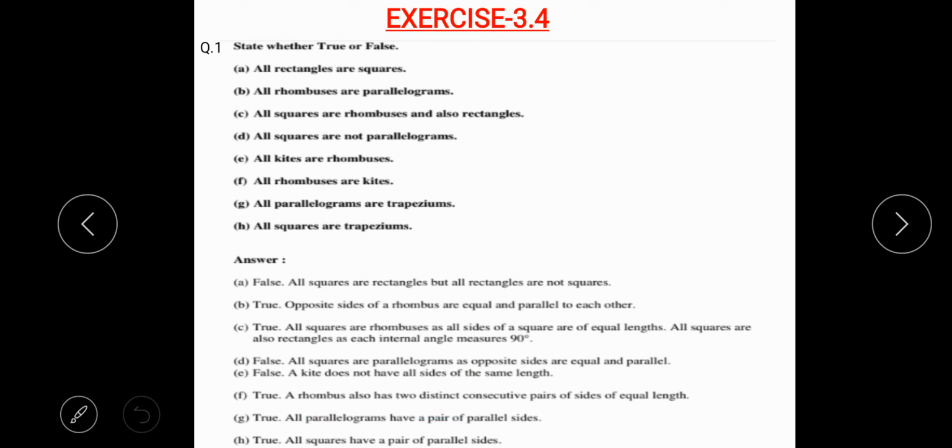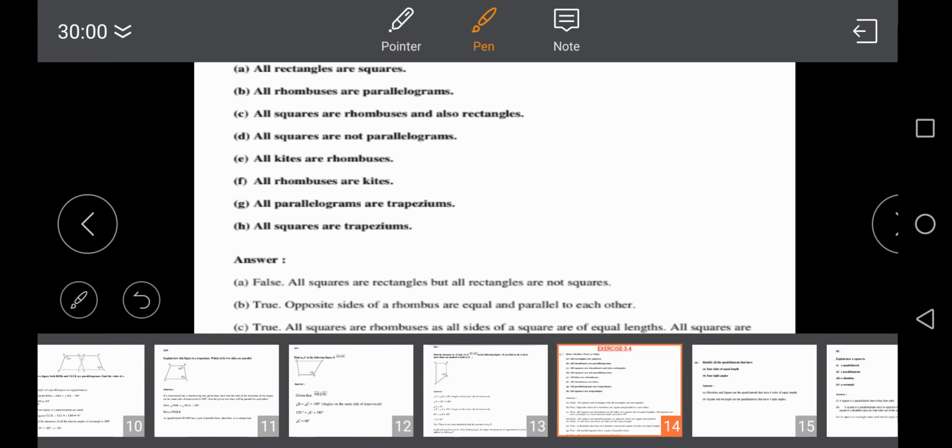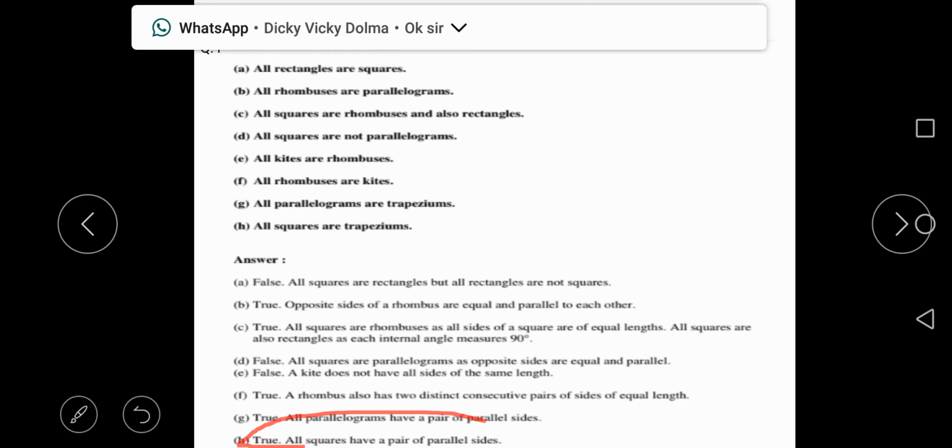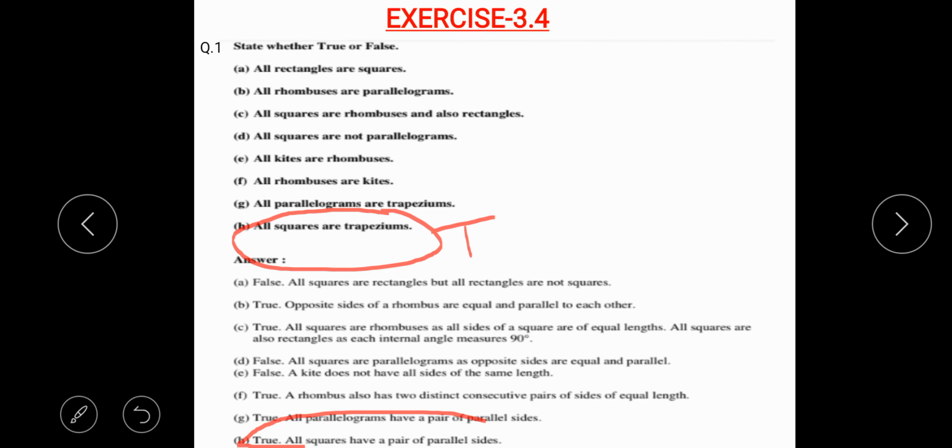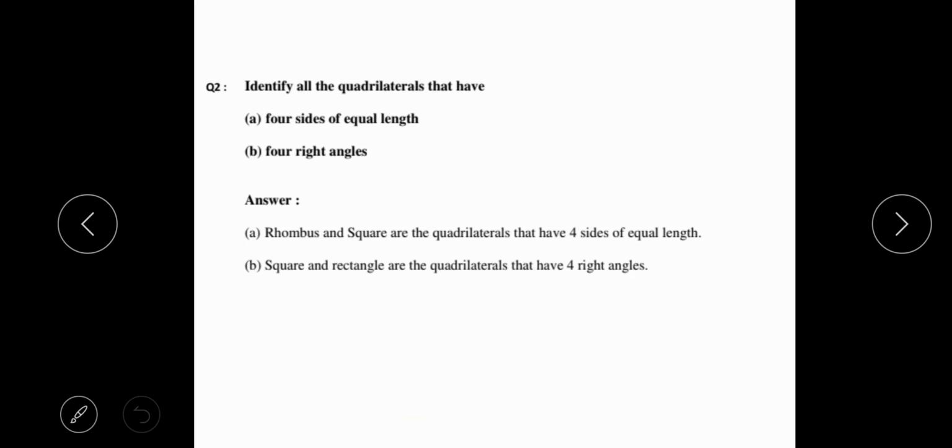Now next one, all parallelograms are trapezium. Yes, all parallelograms have a pair of parallel sides. Now next one, all squares are trapezium. Yes, all squares have a pair of parallel sides. Therefore, all squares are trapezium. This is true.